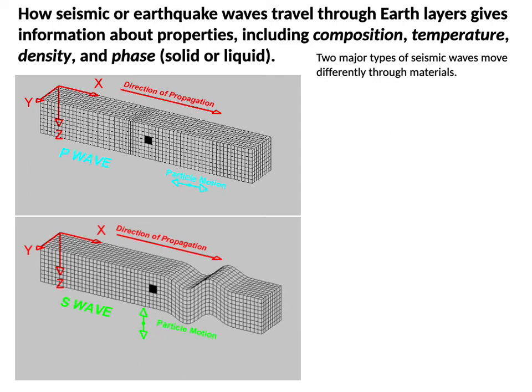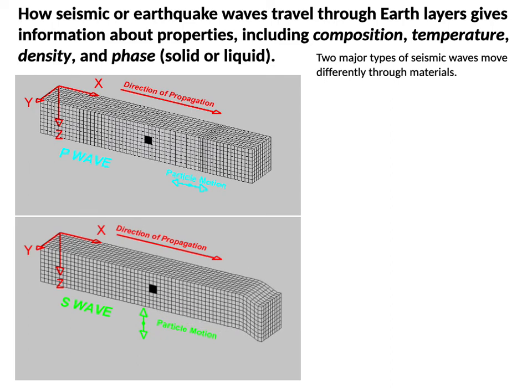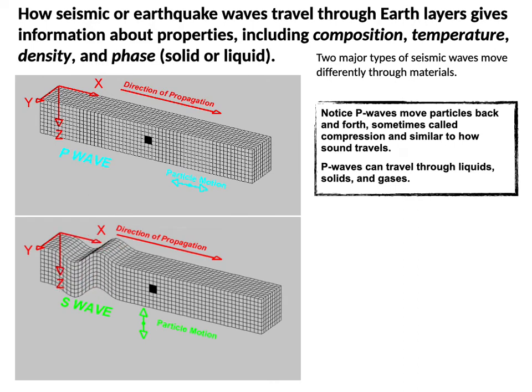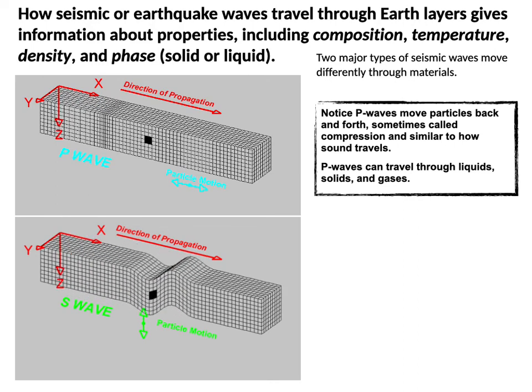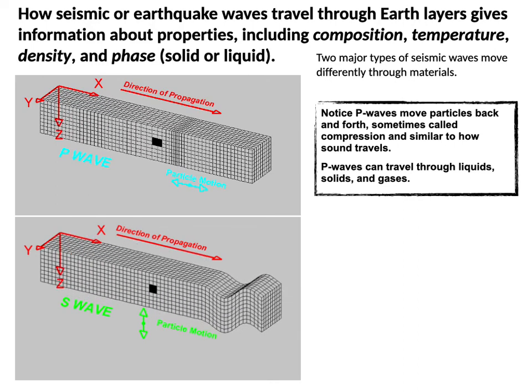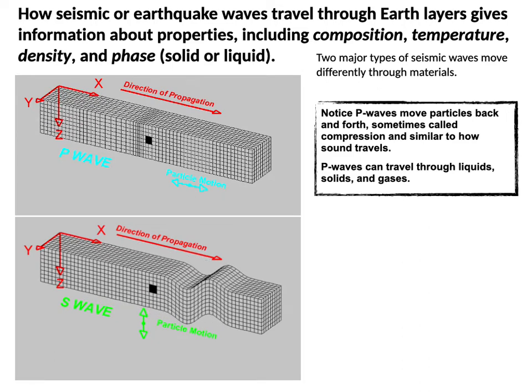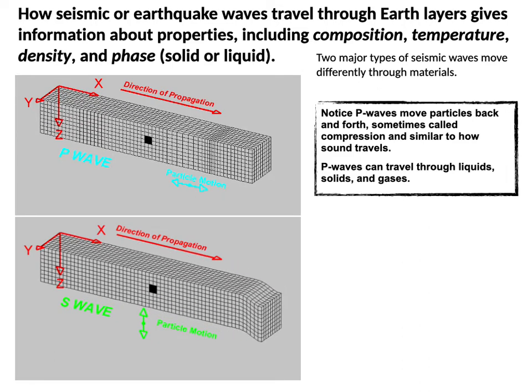Now that you've had a chance to watch the animations, hopefully you're noticing that P waves move particles back and forth, sort of like a slinky. If you have ever done this sort of slinky experiment, where you shoot it out at someone while still holding on to it. These are called compression waves, or P waves. They're also called primary waves.